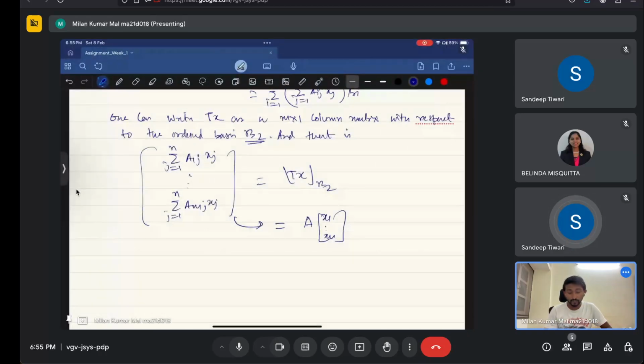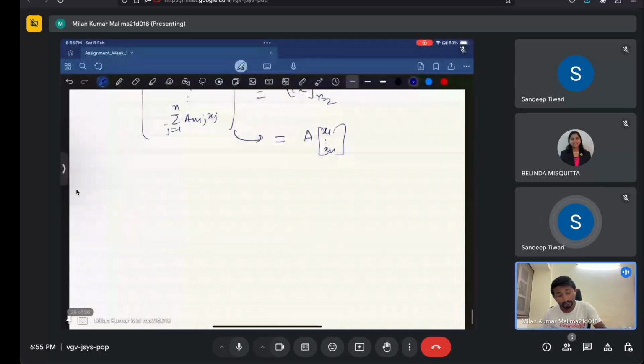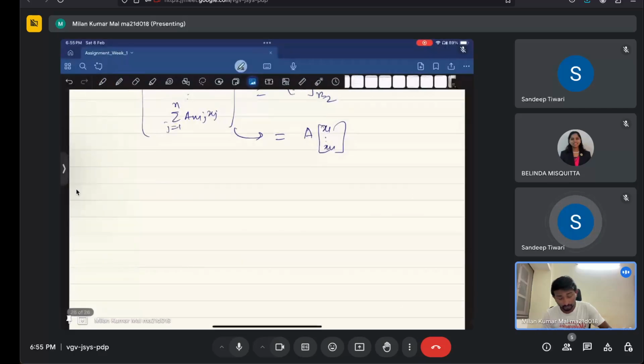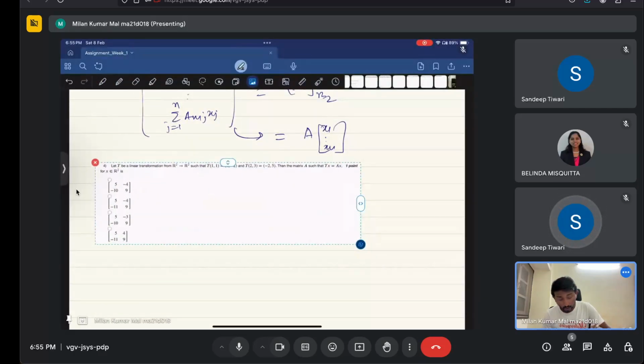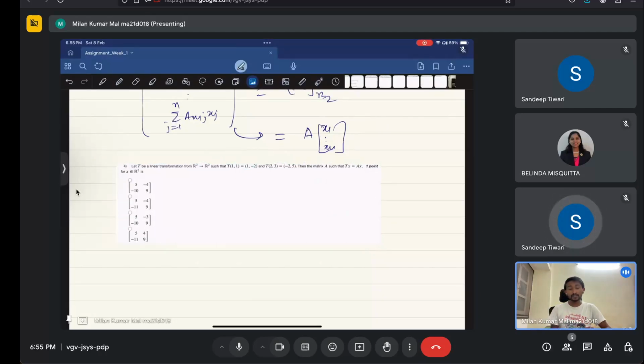Now I'll give a problem which may depend on this matrix representation. The general convention is that whenever the ordered basis is not given, we have to consider only the standard matrix corresponding to the standard ordered basis.